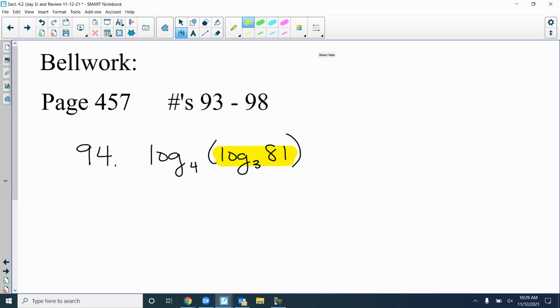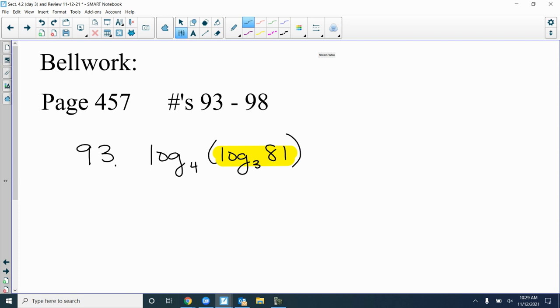Start with the innermost parentheses and work out. That's 93. Oh, I want to do 93. Sorry, I need to change. That should say 93. Whoops. I did want to do 93. I just wrote 94.